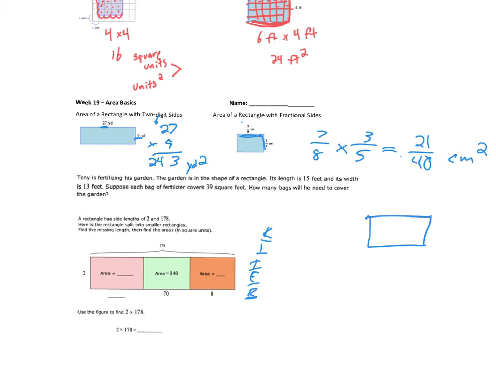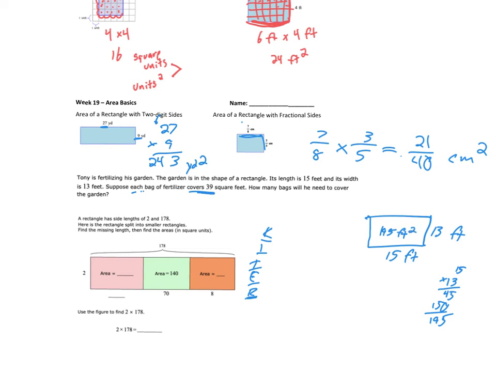Its length is 15 feet, and its width is 13 feet. Suppose each bag of fertilizer covers 39 square feet. How many bags will he need to cover the garden? Well, first let's figure out the area of the garden. 15 times 13. And I believe this topic has a calculator for you. I'm just going to work it out real fast. So we know it's 195 square feet total.